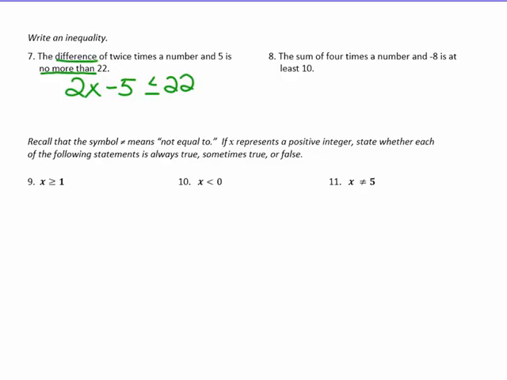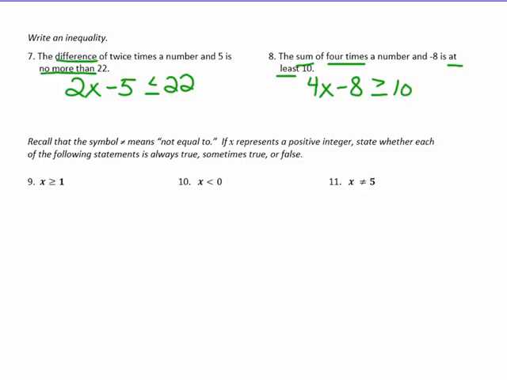All right, the sum tells me to add. What am I adding? 4 times a number, 4x, and -8. So we're actually going to write that as 4x minus 8 is at least 10. So at least 10 means greater than or equal to 10.